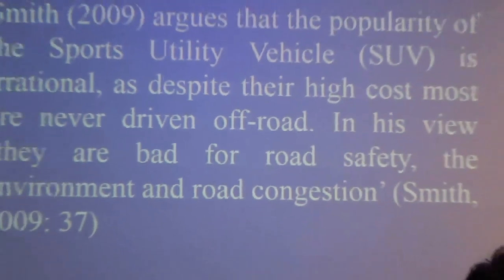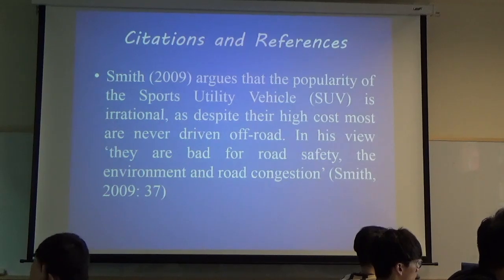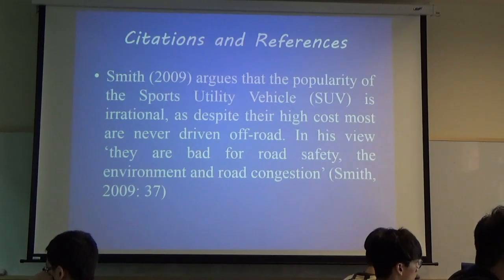So please look at this passage. Smith, 2005, argues that the popularity of the sports utility vehicle, that's SUV, is irrational, as despite their high cost, most are never driven off-road. In his view, they are bad for road safety, the environment, and the road congestion. Okay. So according to this passage, can you tell me, is it a citation or is it a reference?